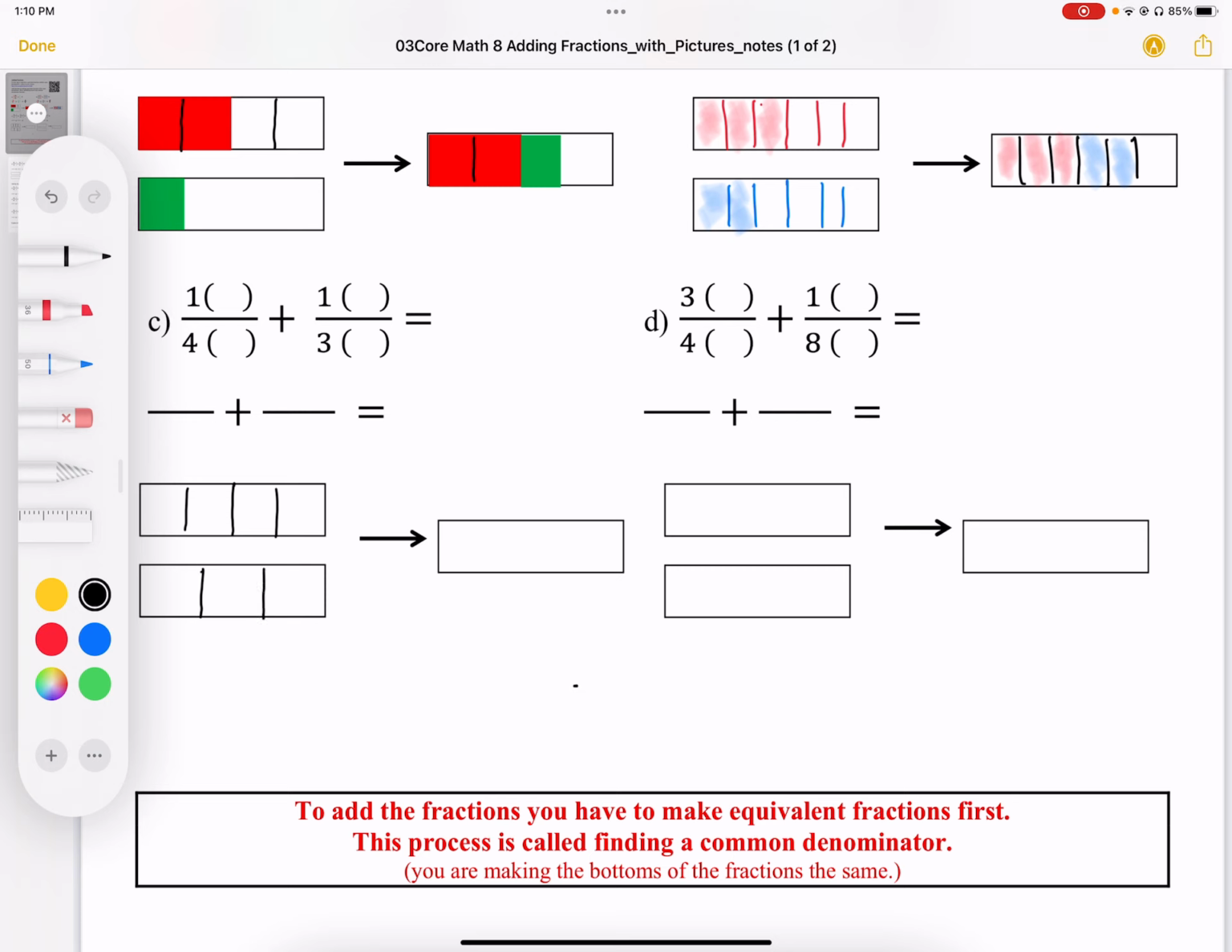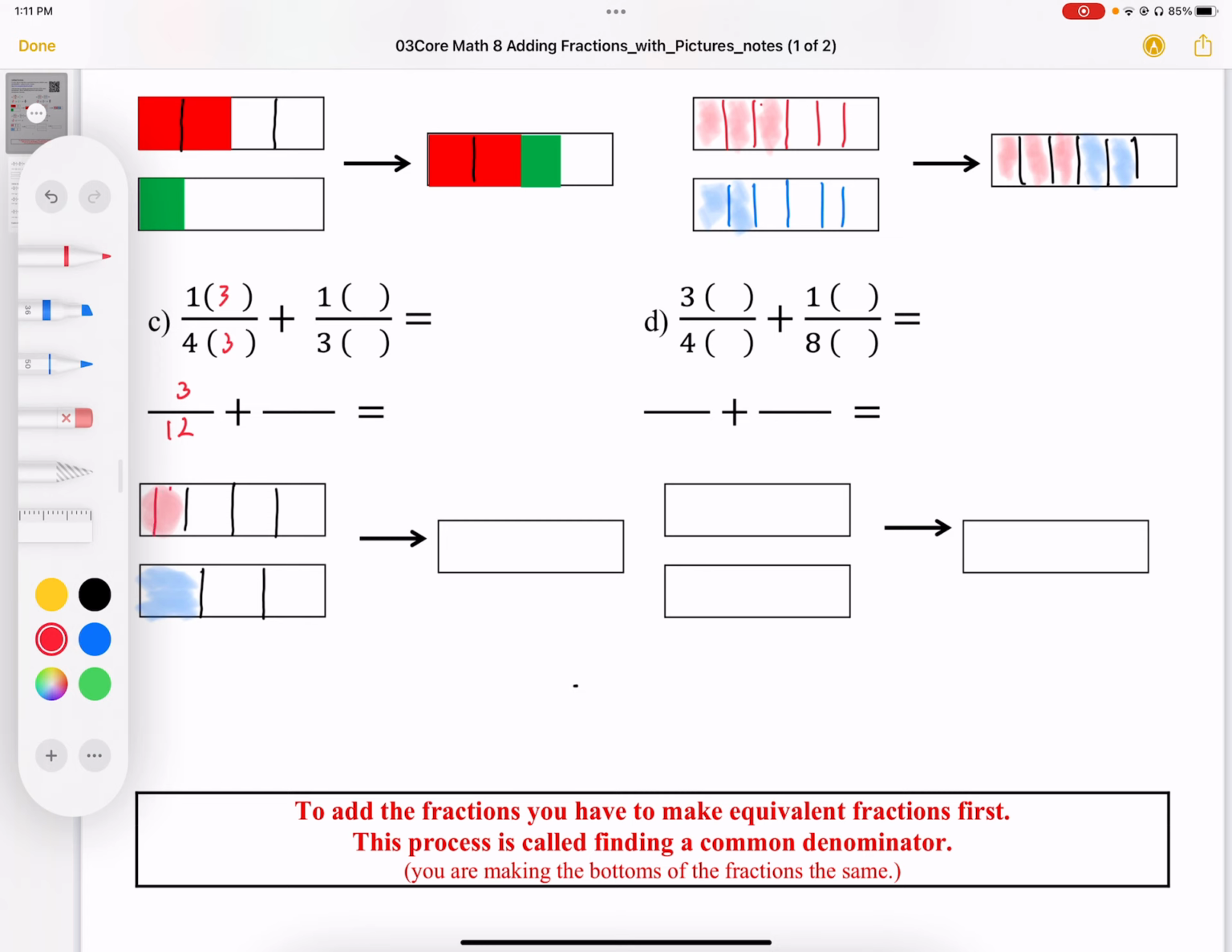Okay, so the 1/4 fraction I'm going to do in red. The 1/3 fraction I'm going to do in blue. Okay, when we add these together, what do we get? Well, we need a common denominator. So the common denominator in this case is, well, I'm going to do this in groups of 3 and 3 here. That's going to give me 3/12.